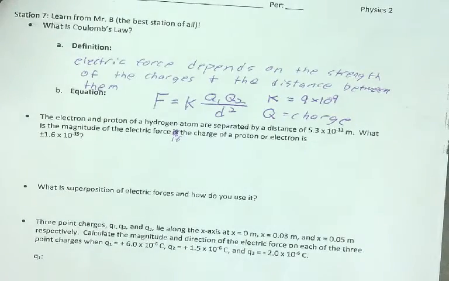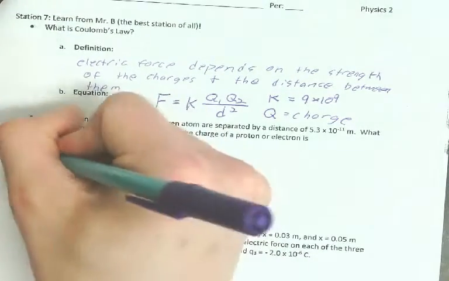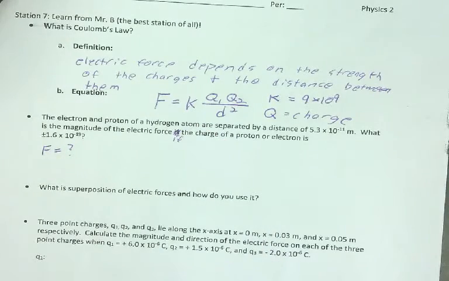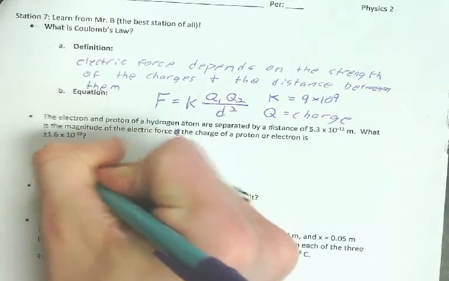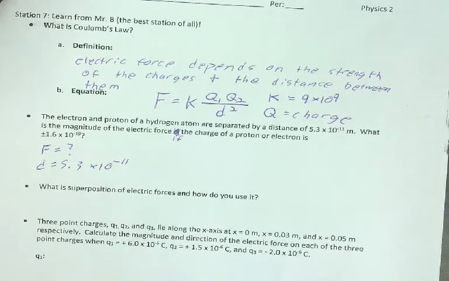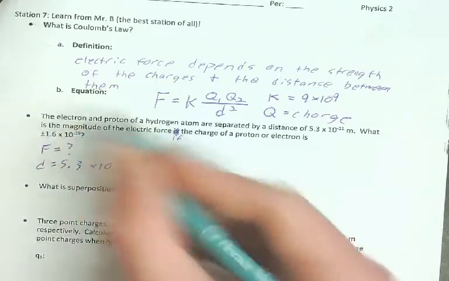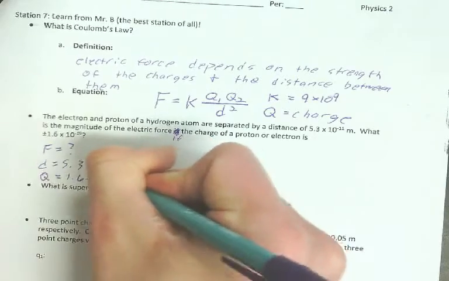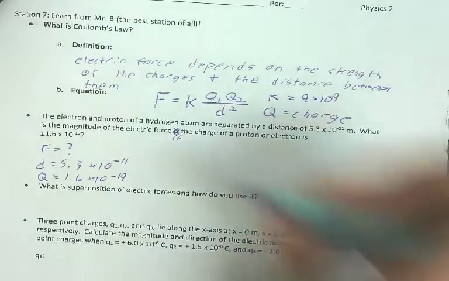Okay? All right, so let's set up the equation. Let's do knowns and unknowns. So what is the electric force? F equals question mark. They're separated by a distance, so D is 5.3 times 10 to the negative 11th. It says the charge of the proton or an electron is the same, so Q equals 1.6 times 10 to the negative 19th. So let me show you how I set this up. Let me show you how I solve it, and then we'll go from there.